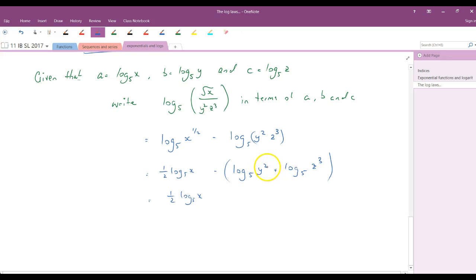Now this 2 I can bring down. I need it to come down because b is in terms of log y, and not y squared, so I can go minus 2 log base 5 of y, and then this 3 can come down as well, but I'm subtracting 3 log base 5 of z. So now I've got the whole thing worked out. It's a half a, minus, log base 5 of y is b so that's 2b, and log base 5 of z is c, so it's minus 3c. A half a minus 2b minus 3c.